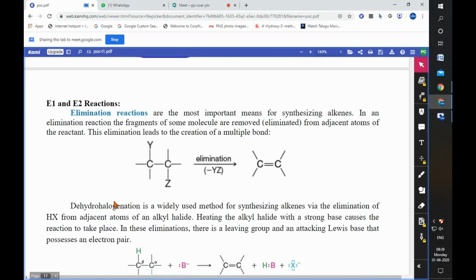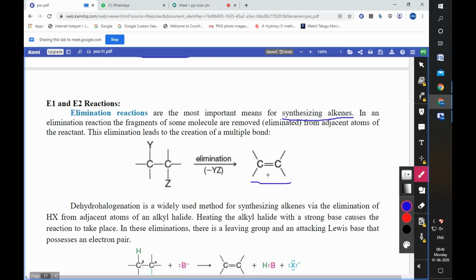So first, elimination reaction. What is an elimination reaction? Elimination reaction is an important means for synthesizing alkenes. So using elimination reaction, we can synthesize alkene. You all know what alkenes are, right? Alkenes are compounds with a carbon-carbon double bond. So here we can see the product as a carbon-carbon double bonded compound, that is alkene. So elimination reaction is an important way for synthesis of alkenes.